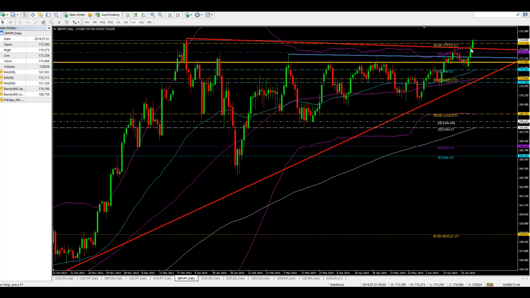Aussie dollar, though. Aussie dollar shows us a nice railroad tracks formation. For that reason, I'm looking for a sell on the Aussie dollar for the time being. And so we're going to play a sell on the Aussie dollar.